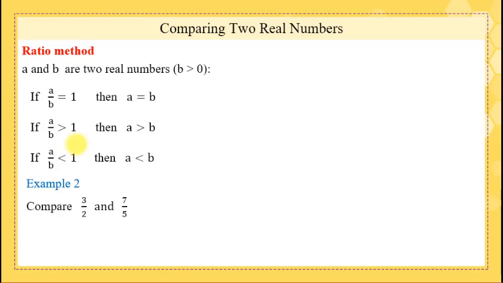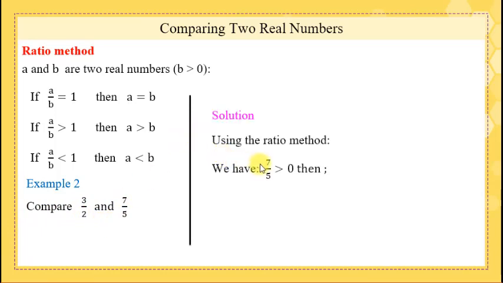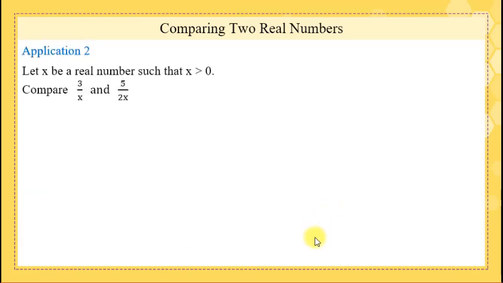Now, let's start with example 2. Compare 3 over 2 and 7 over 5. We check first 7 over 5 using the ratio method. 7 over 5 is greater than 0 because it is B, and then we divide 3 over 2 over 7 over 5 and get 15 over 14, which is greater than 1. Since the answer is greater than 1, the numerator, which is 3 over 2, is greater than the denominator, which is 7 over 5.